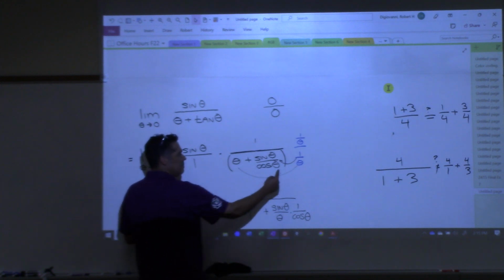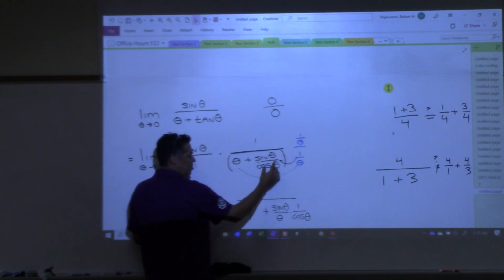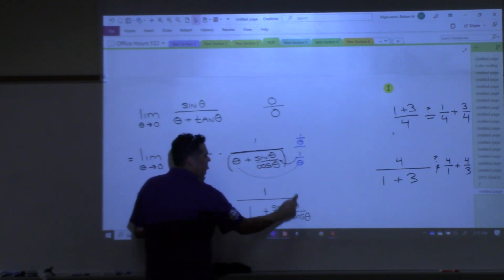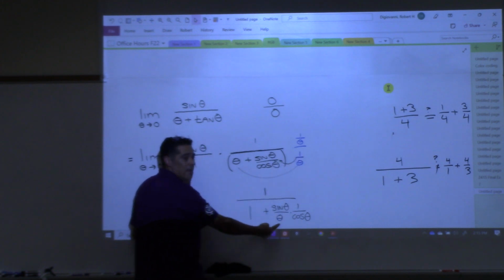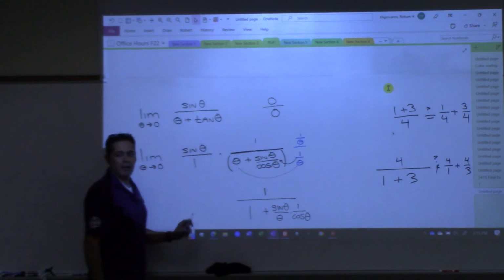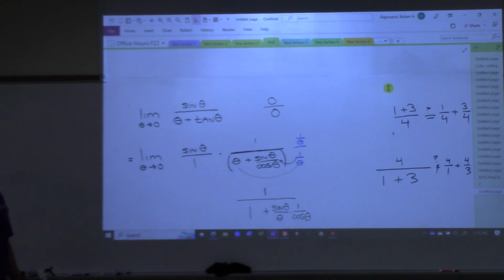Do y'all see what I did? I split these two apart, sine theta over cosine theta like that. And when I brought this 1 over theta in, I just dropped the theta underneath the sine. And I did that because that's going to turn that into a 1. You'll see it?